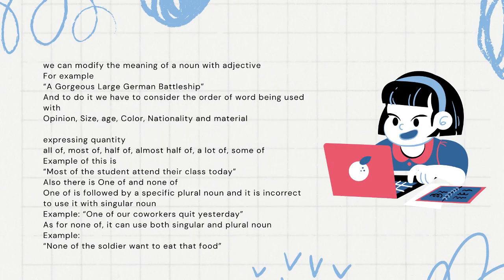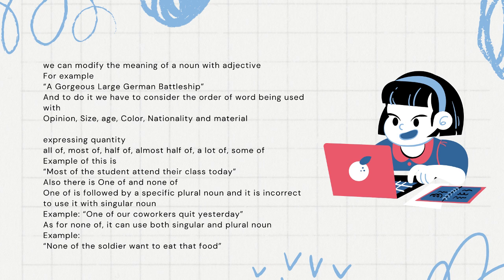Chapter 8. Nouns, pronouns, and adjectives. In this chapter, we were taught how to modify the meaning of a noun with adjectives. For example, a gorgeous, large German battleship. And to do it, we have to consider the order of words being used, with opinion being the first in the sentence, followed by size, age, color, nationality, and material. Of course, it is all optional, according to the text that you are writing or saying.